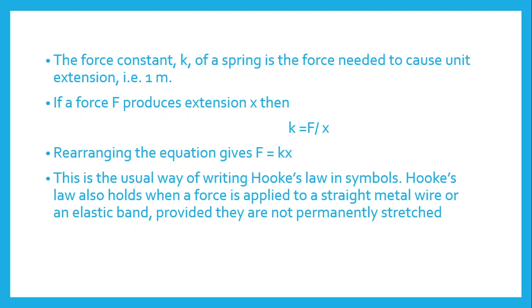Now, we do know that F, which is the stretching force, is directly proportional to X, which is the extension. But how do we change this proportionality sign into some kind of equality? We do want to have an equation formed. Well, for that, we write F equals some constant multiplied by X. Now, what is this constant exactly? Constant K is basically the force constant, or the spring constant, or the stiffness, anything you want to call it, of a spring, and it is the force needed to cause unit extension.